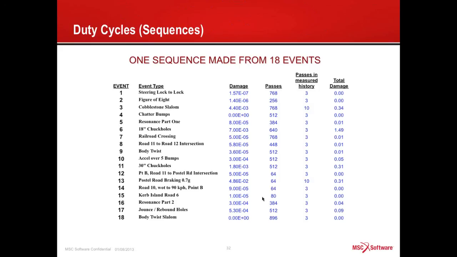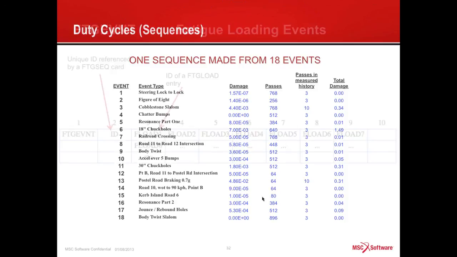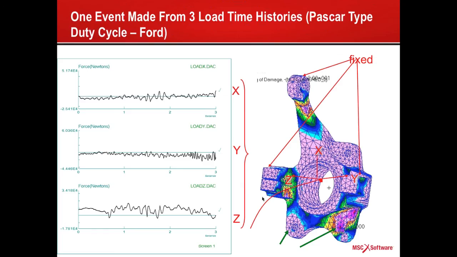Now, each of those events may be made up of more than one load time history. So we have to have something called a fatigue event card, which allows us to bring together the individual loads that themselves then create a single event. So here I'm showing a fatigue event card with 8 or more loads, but if I show you graphically a typical example, here we have an event with 3 load time histories applied, X, Y, Z. So in that particular case, we would need an event card with 3 loads applied.